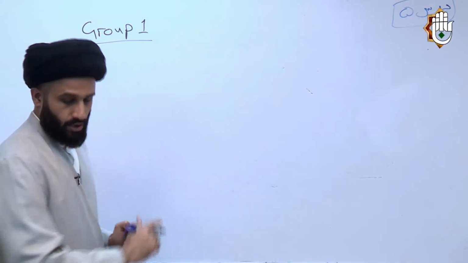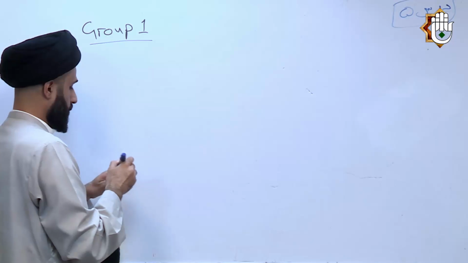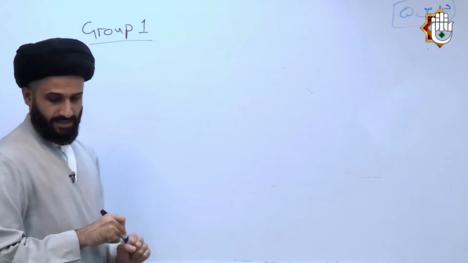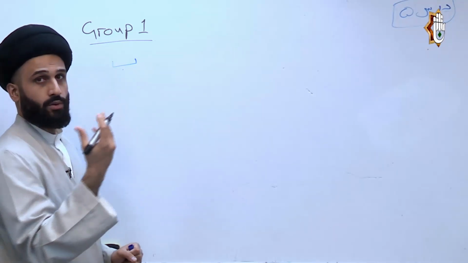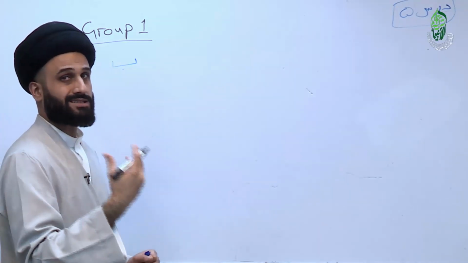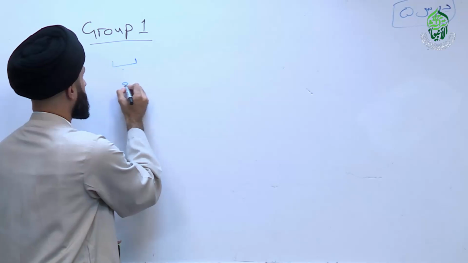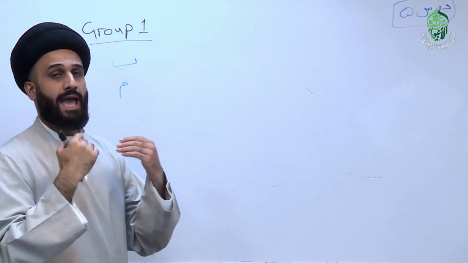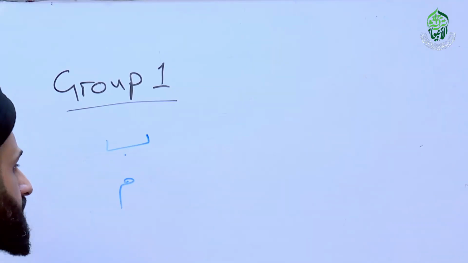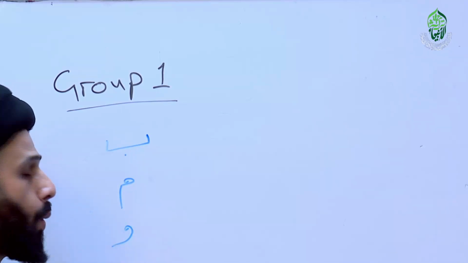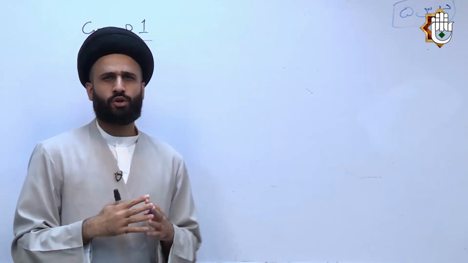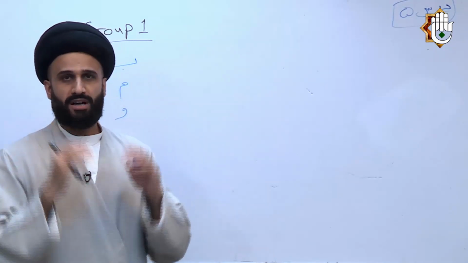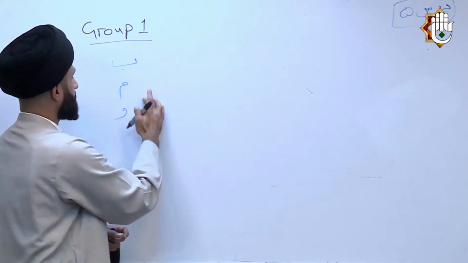Group 1, brothers and sisters, we had 3 letters. We had ba, if you remember how we pronounced ba and how we articulated it. We had mim, ba and mim, and then we had a third letter, wow, just like how you say wow in English, when you're astonished, you're amazed, wow, perfect. This is group 1.